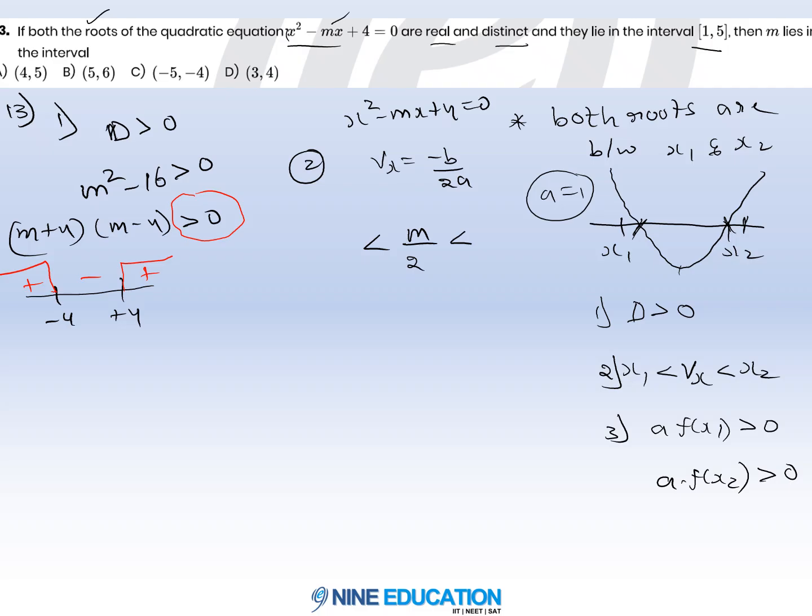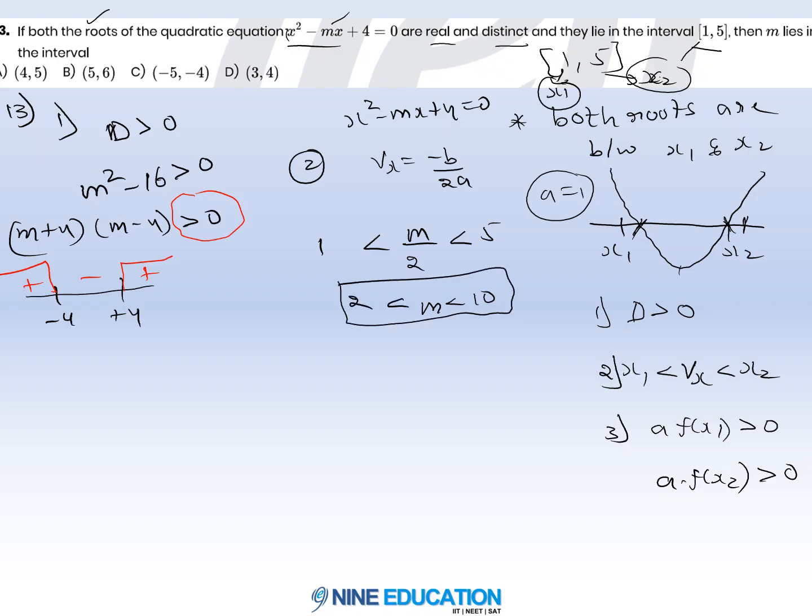What are x1, x2 in our case? The interval is given as 1 comma 5, right? So x1 will be 1, and x2 will be 5. So m by 2 will be less than 5, greater than 1. So m will be less than 10, greater than 2. So we have got one more condition for m.